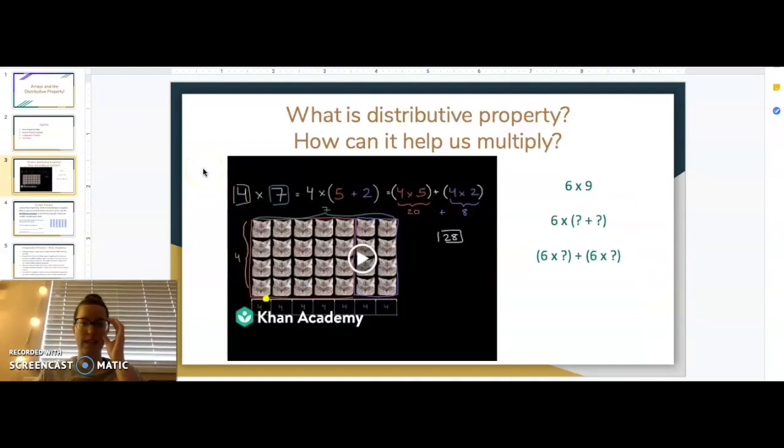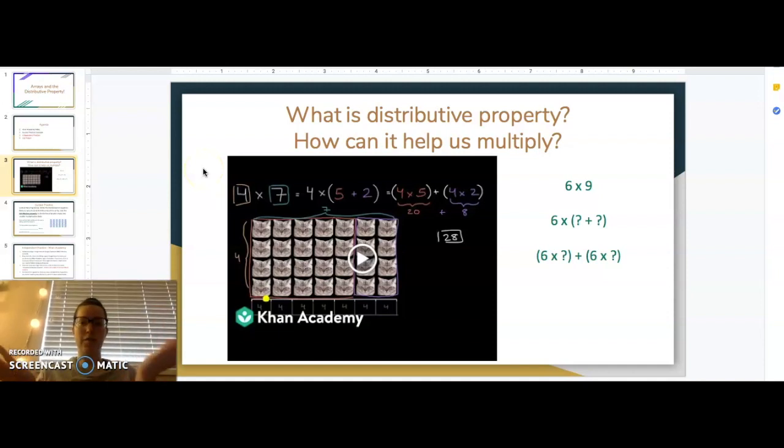All right. So what is the distributive property, right? What is this mysterious property that was in our lesson title? And how is it going to help us to multiply?